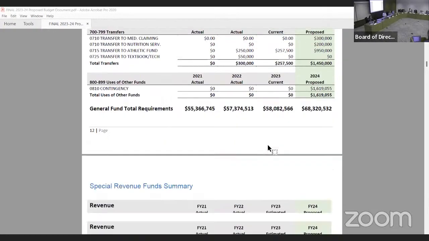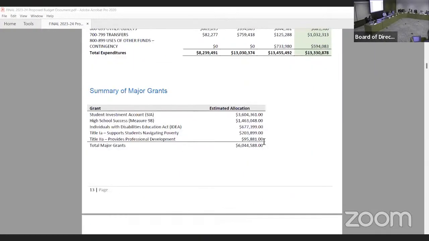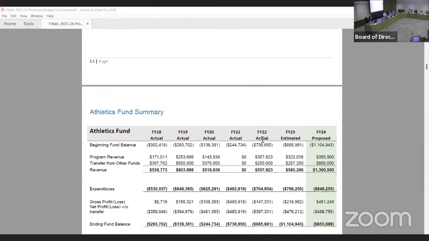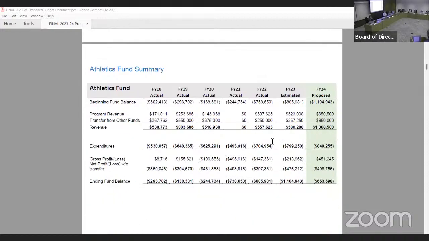Okay, so going back, we went through special revenue funds. We talked about the summary. These are the same grants that were listed in the presentation. And we were moving on to the athletics fund summary. So this one's worth spending a little bit of time on. Again, I want to make the statement again for folks who may have just tuned in.